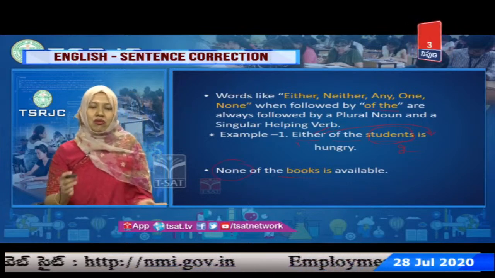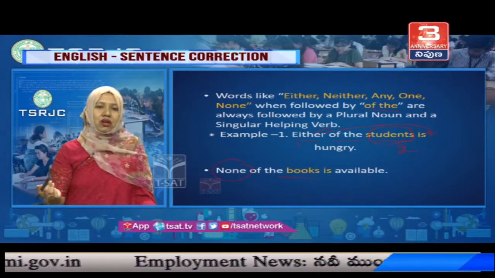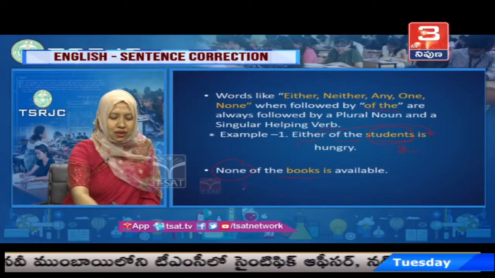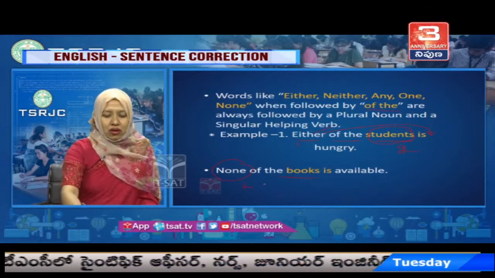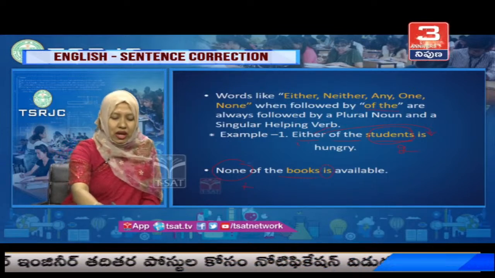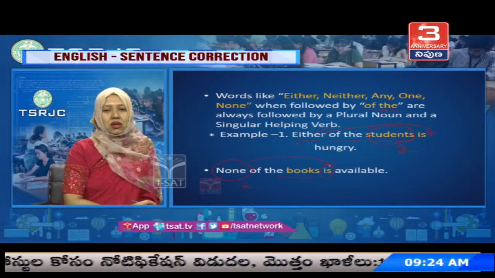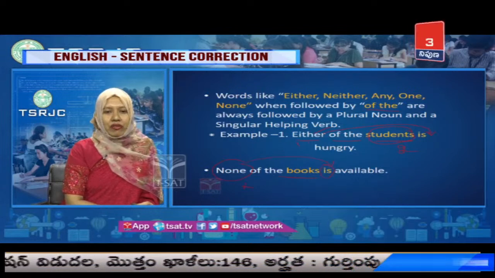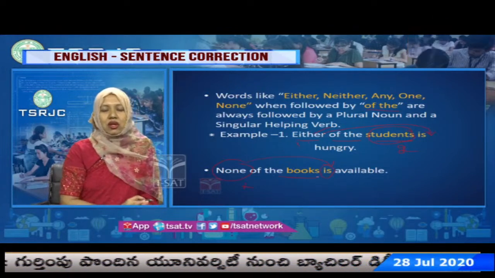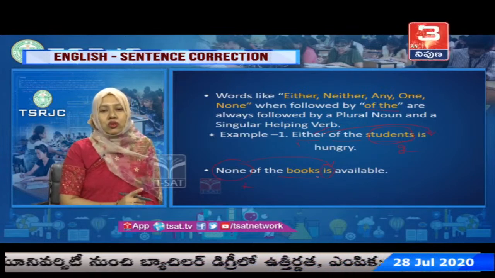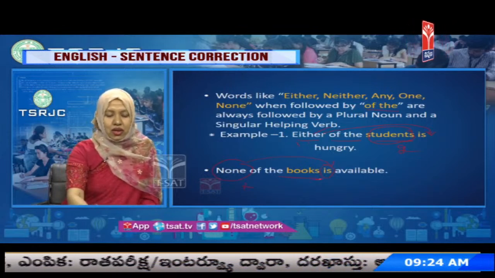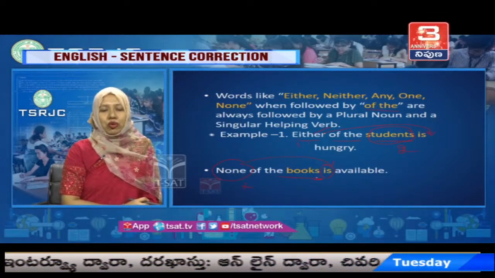Out of many books, one book also is not available on the shelves in the library or in the shop. So, none means nothing. One book also is not available. So, that is why along with singular subject you use singular helping verb, none of the books. Whichever book you want out of so many books, one book also is not available in the shop, none of the books. Here always the noun should be plural.